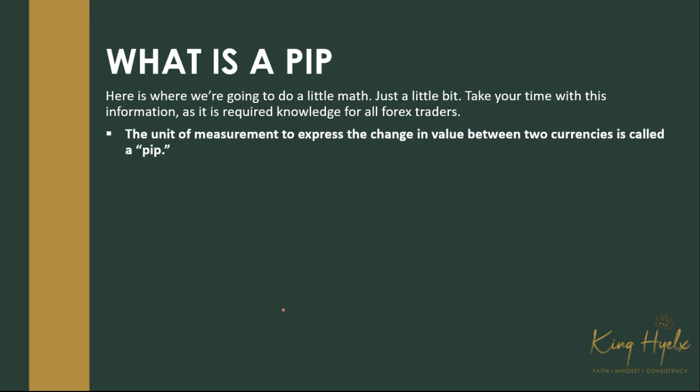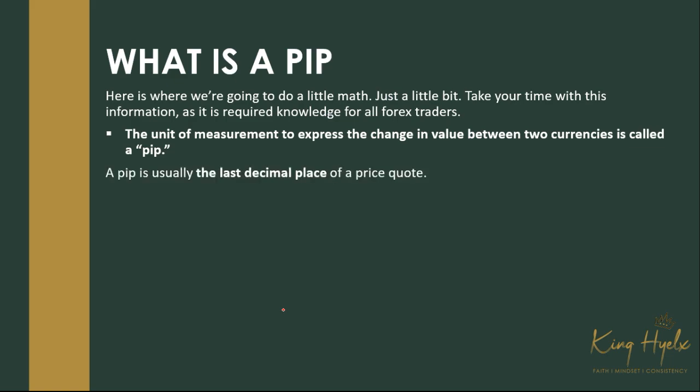The unit of measurement to express the change in value between two currencies is called a pip. Let me go over this again. The unit of measurement to express the change in value between two currencies is called a pip. So that's why you'll be hearing people saying, I made 50 pips today, made 100 pips today, because that's the unit of measurement between the change in value of those two currencies. Because we are Forex traders, we have already established that we are making money from those changes in exchange rates, right? So pip is the unit of measurement for that.